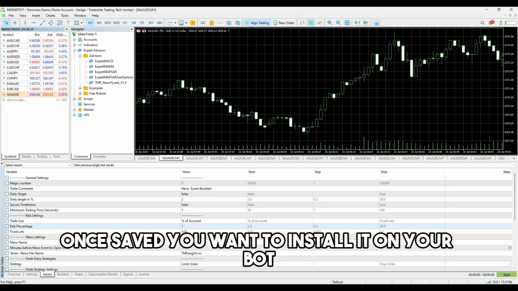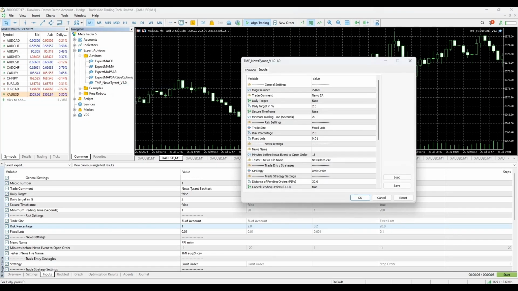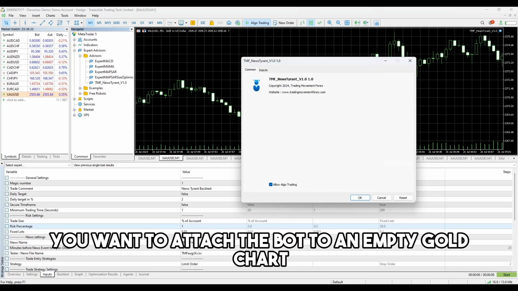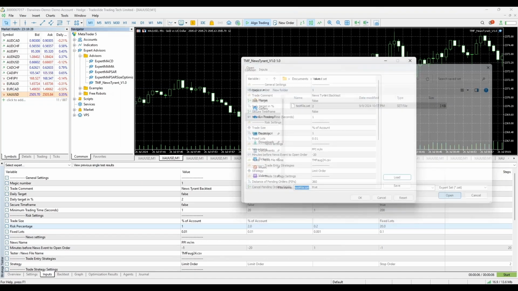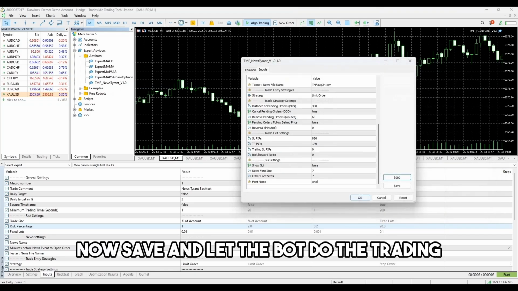Once saved, you want to install it on your bot. Follow my steps. You want to attach the bot to an empty gold chart, load your set file, now save, and let the bot do the trading.